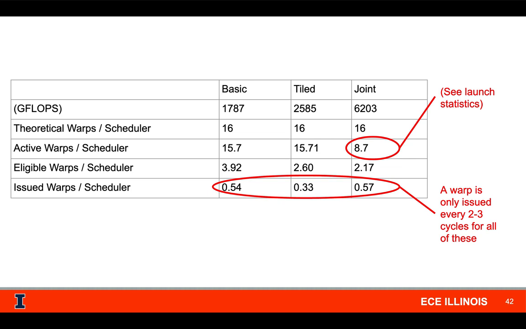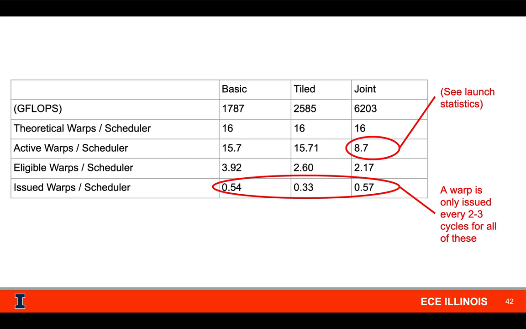So I grabbed a few of those numbers out, and you can see that the issued warps per scheduler are generally pretty low. And also the joint matrix multiplication stands out on the active warps per scheduler. Instead of being close to 16, it's only 8. And we can see why this is later when we look at the launch statistics.